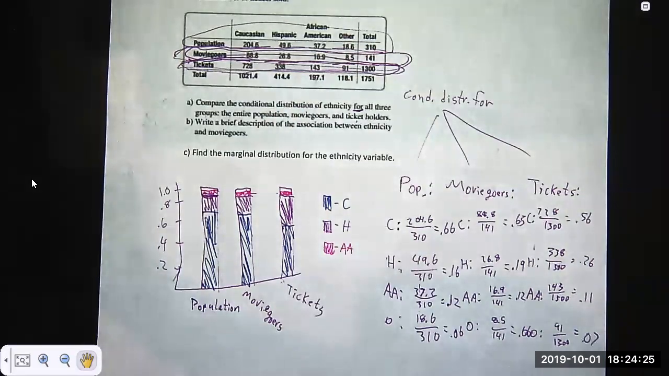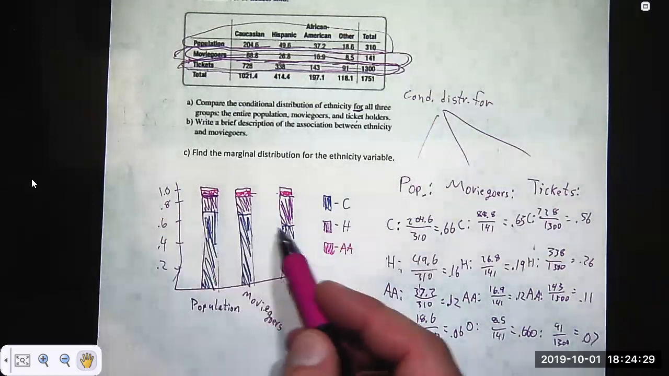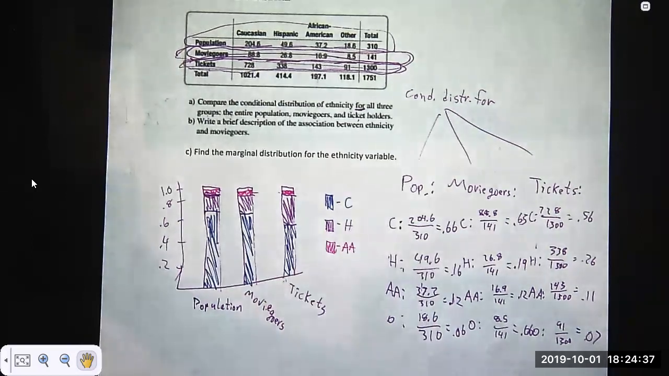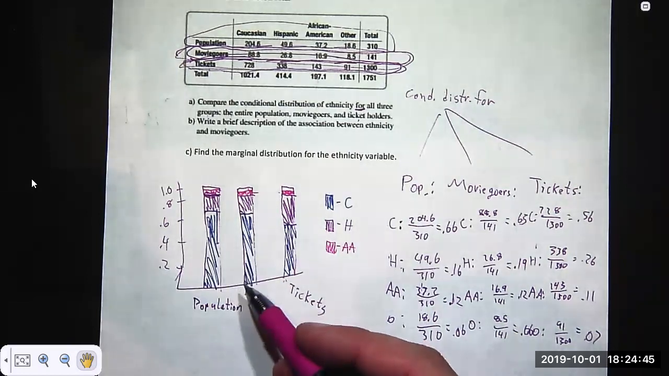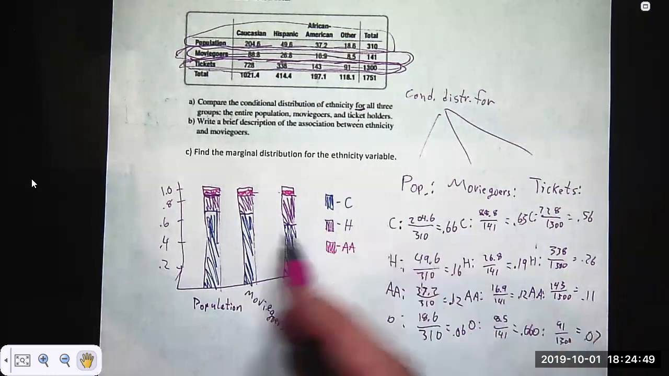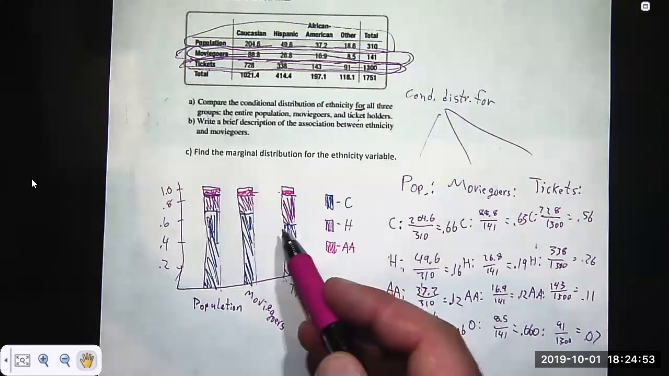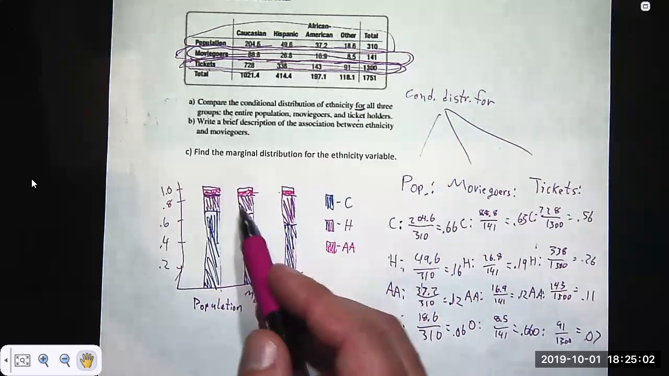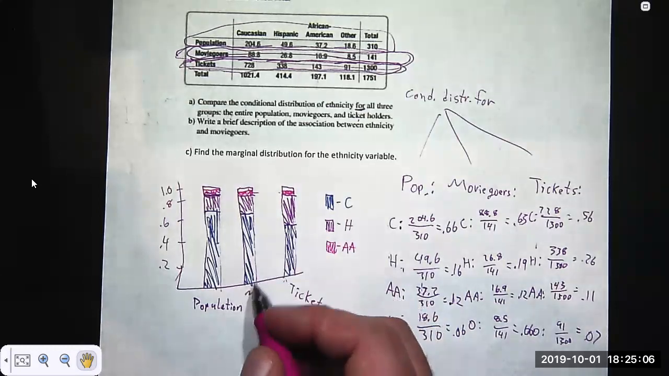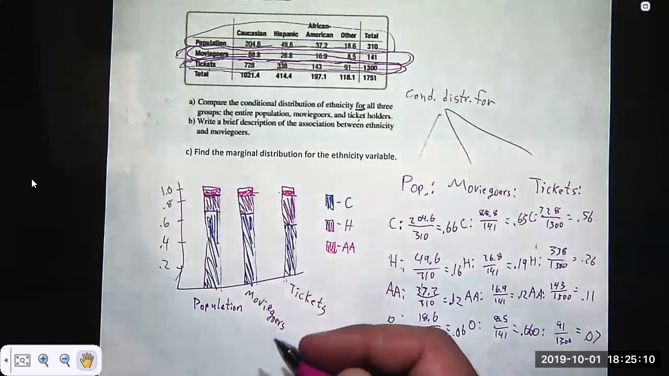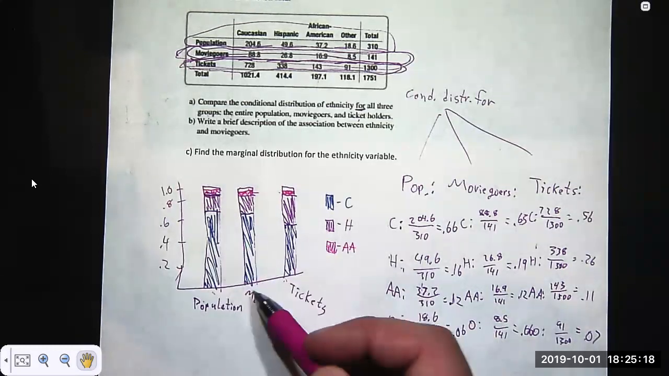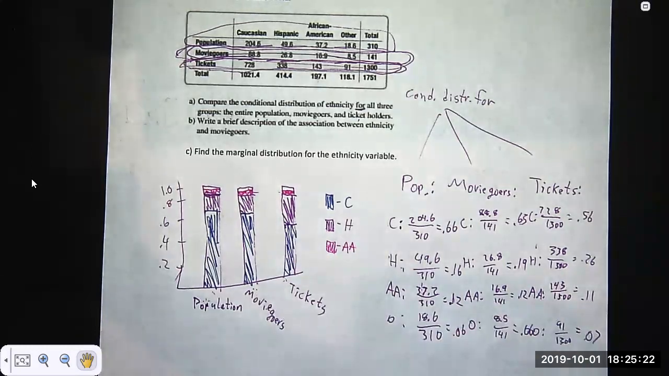All right, so as far as any trends that we see, you can see that the blue is going down and down, down as you go to the right, and then the purple here is getting a little bit bigger as you go to the right. Yeah, so that would mean that the Hispanics buy more tickets. Each of the Hispanics buy more tickets than each of the Caucasians, who buy less tickets. And as far as comparing it with the population, it's about the same with the moviegoers. So I don't think it's very useful to compare there. Any questions?